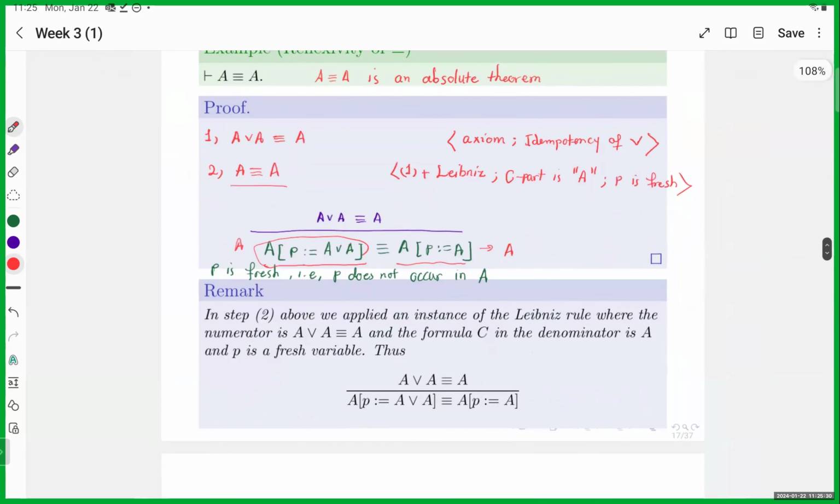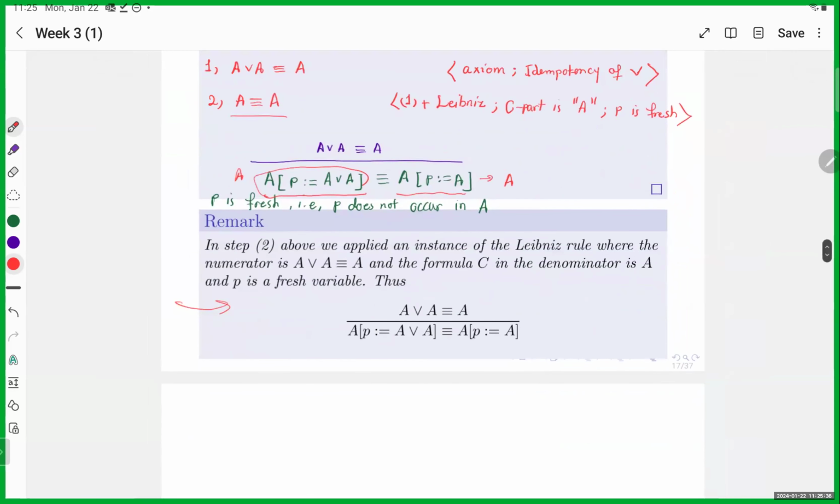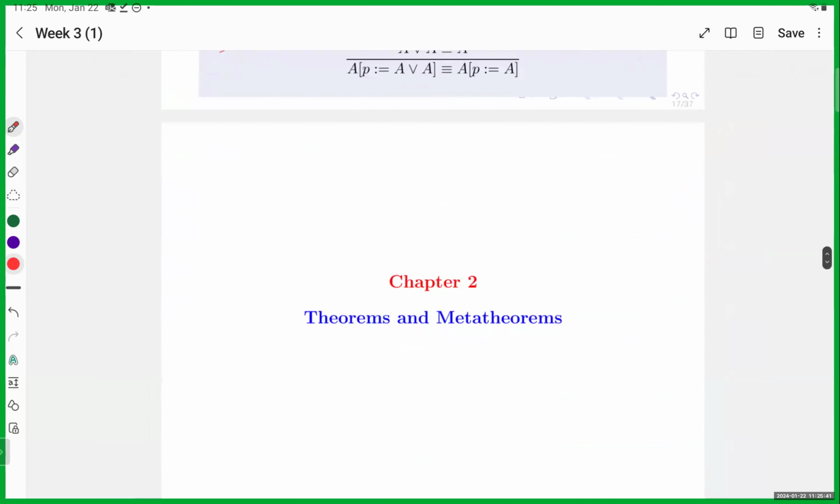And here again, I remarked on the Leibniz step, the same thing I explained before. I'll stop here. Next time, we are going to talk more about theorems and some meta theorems about the concept.